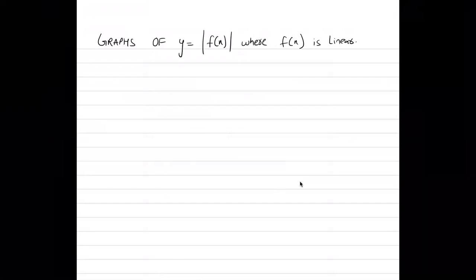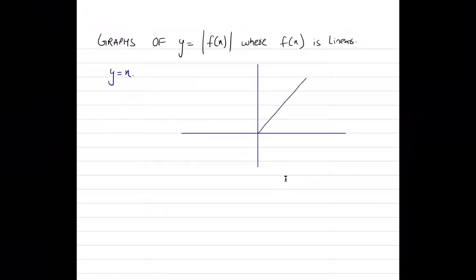All right, now we are going to discuss the graph of mod of f of x, where f of x is linear. So let's take a common example, the equation y equals x. If I ask you to draw the graph, would you agree that the graph would look something like this? It's going to be a straight line passing through the origin, right? Now, if I ask you to draw the graph of y equals mod of x, what was the purpose of this mod sign? It was turning every answer into a positive answer.